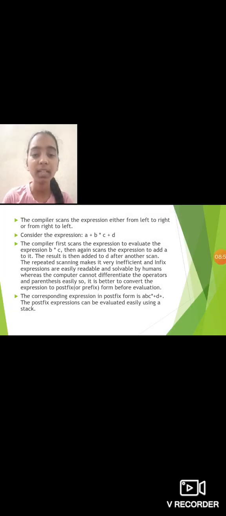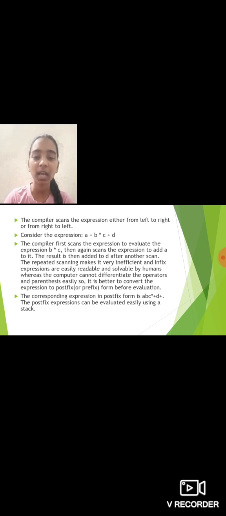The compiler scans the expression either from left to right or from right to left. Consider the expression a plus b star c plus d. The compiler first scans the expression to evaluate b star c. Then it again scans the expression to add a to it. The result is then added to d after another scan. The repeated scanning makes it very inefficient.